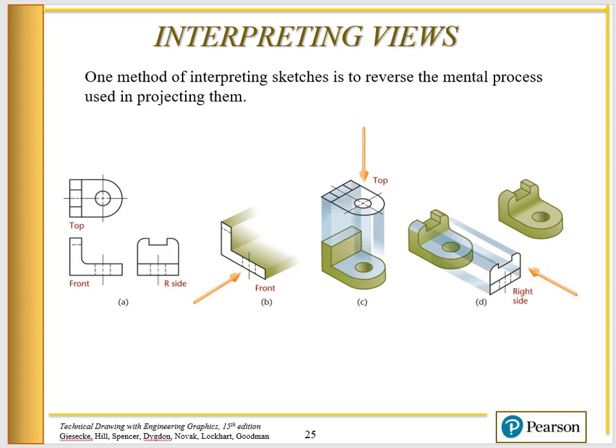One method of interpreting sketches is to reverse the mental process of using them in projection. Again, this is something that you're going to have an aptitude for. You probably already have an aptitude for it. And the assignment number one is we'll see if you have an aptitude for it. Because interpreting these things is probably something that, if this is your major, you're probably pretty good at already.